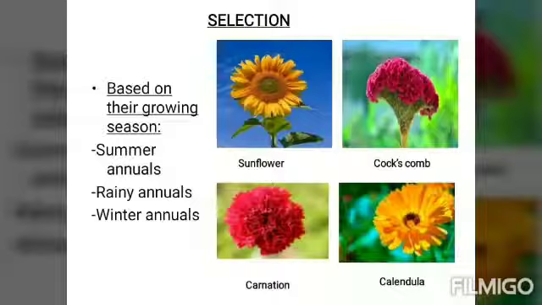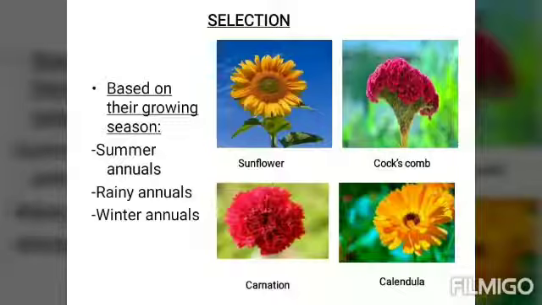They can withstand heavy rain. Just as summer annuals can bear the sun, in the rainy season these flowers can bear the rain and the high humidity in the atmosphere. Examples are amaranthus and balsam, and here I have put the picture of cockcomb. Cockcomb is an example of rainy annuals.